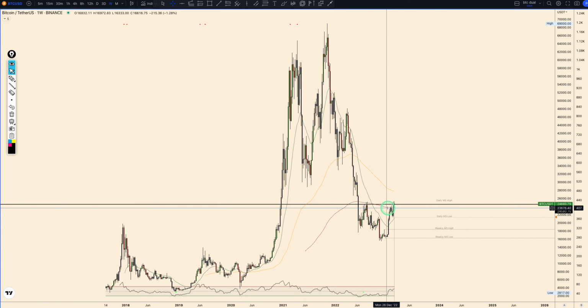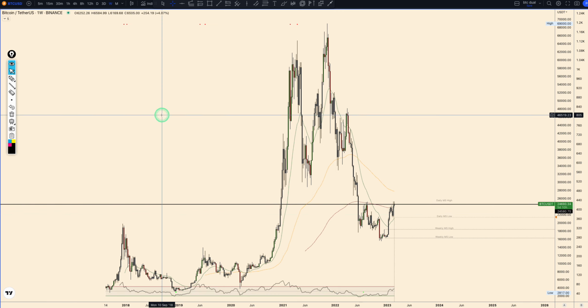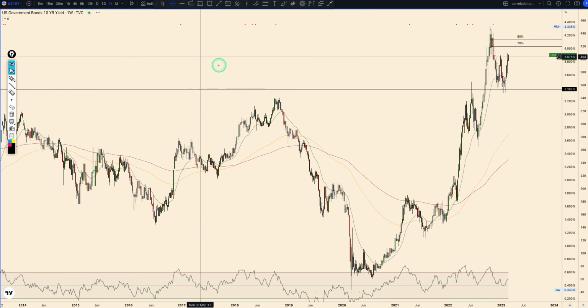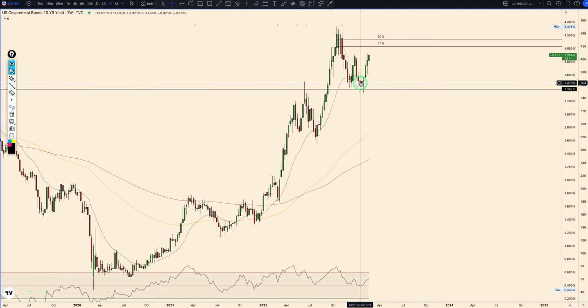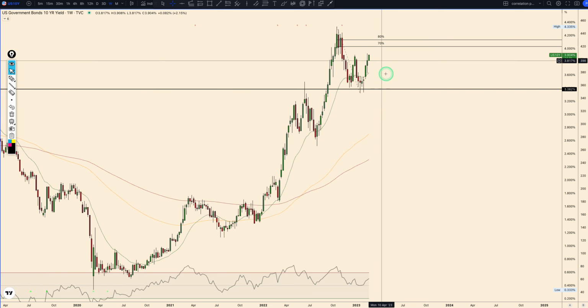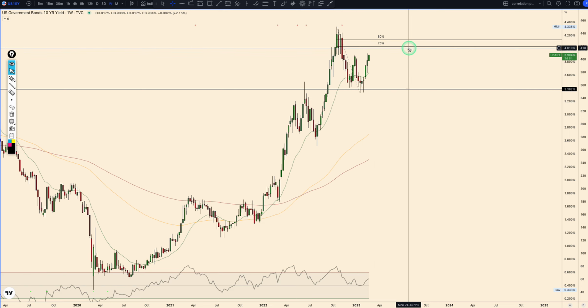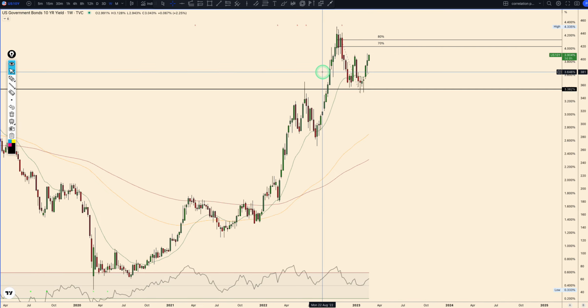So it would be interesting to see if Bitcoin is actually going to hold this level, or if you're going to start creating any kind of distribution pattern within this level. Now, at the same time, I want to show you the yields here, the 10 year yields on a weekly. So this is a weekly small body candle, price expanding, moving higher towards forward pricing in higher rates.